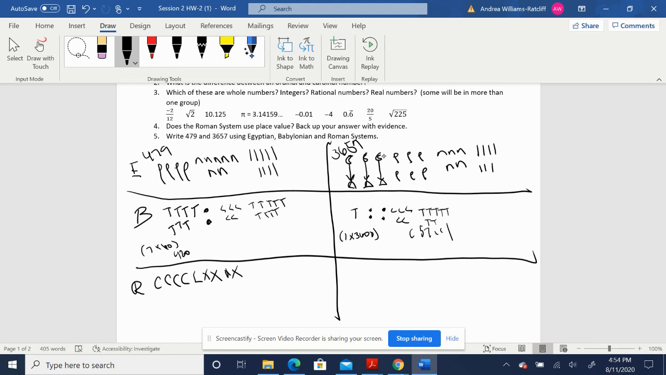Notice that we're able to read this very well until we get here. This is the only place where we see a symbol with lower value in front of one with bigger. So that indicates a subtraction there. Okay. 400, 70, this is the 9.